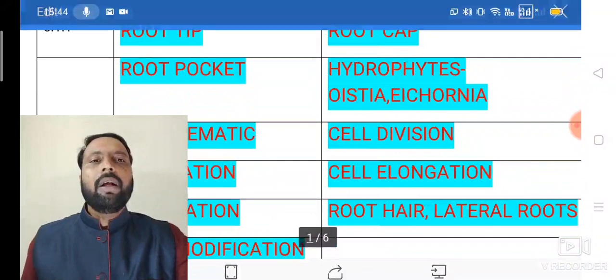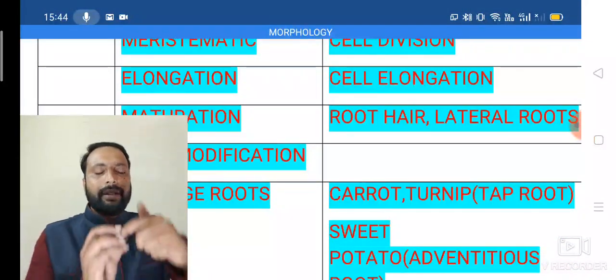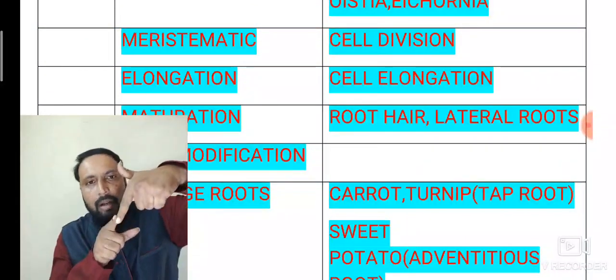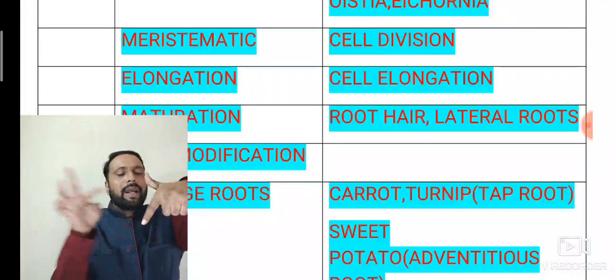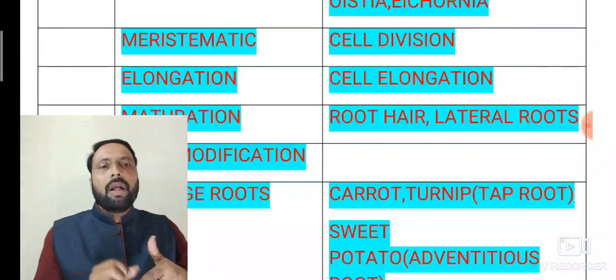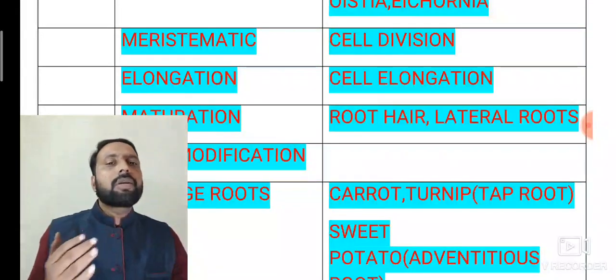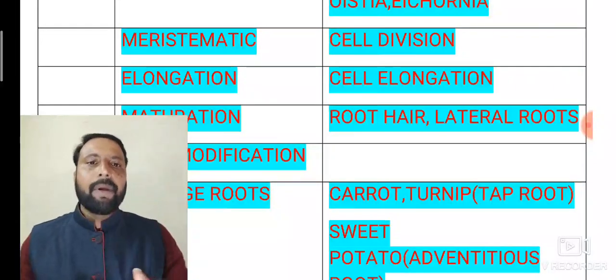After that meristematic zone, the elongation zone is present. In the elongation zone, the cells undergo elongation, helpful for growth of the root. Later, in the maturation zone, root hairs and lateral roots are formed. The root hairs are unicellular and exogenous, whereas the lateral roots are endogenous and multicellular. Lateral roots are developed from the pericycle.